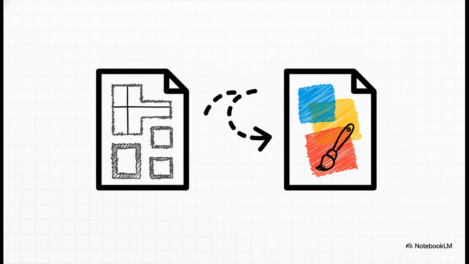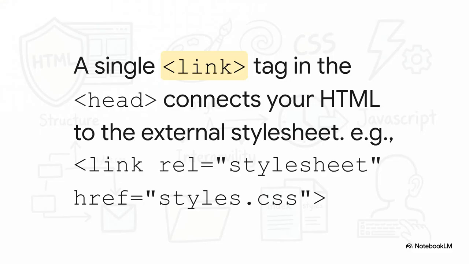This is what a typical file structure might look like. You've got your index.html file and then a separate main.css file, which is often tucked away in its own styles folder. The two files are totally separate, but they are connected. That connection is made with just a single link tag in the HTML's head.